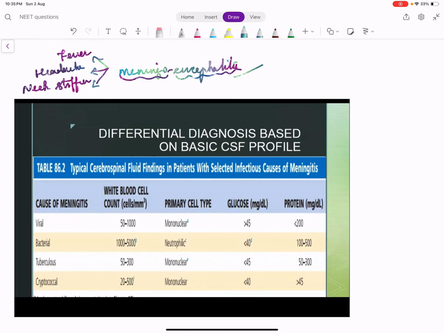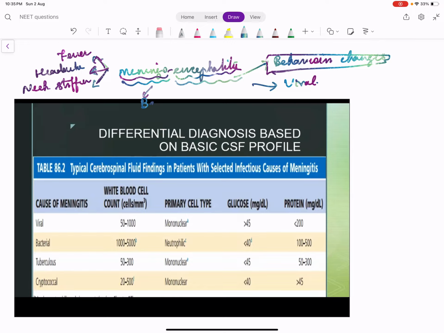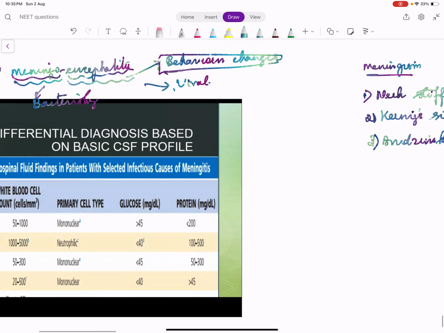Encephalitis is an infection of the brain tissue, so there will be, in addition, behavioral changes. Usually meningitis and encephalitis go together. Meningitis will cause fever, headache, neck stiffness, plus there will be behavioral changes in encephalitis. Usually encephalitis is associated with viral etiology. Meningitis is usually associated with bacterial etiology. Of course, everything can be there. If you think of viral encephalitis, we have herpes simplex.